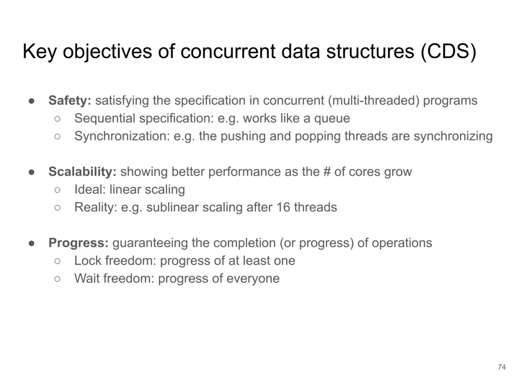The second objective is scalability. Safety is the minimum requirement for CDSs, but the purpose of using a concurrent data structure is scalability. We hope that it is much more scalable than sequential data structures, especially for parallel architectures. Scalability means that it shows better performance as the number of cores grows. Ideally, it wants to achieve linear scaling. That means that if you double the number of CPU cores, then performance is also doubled.